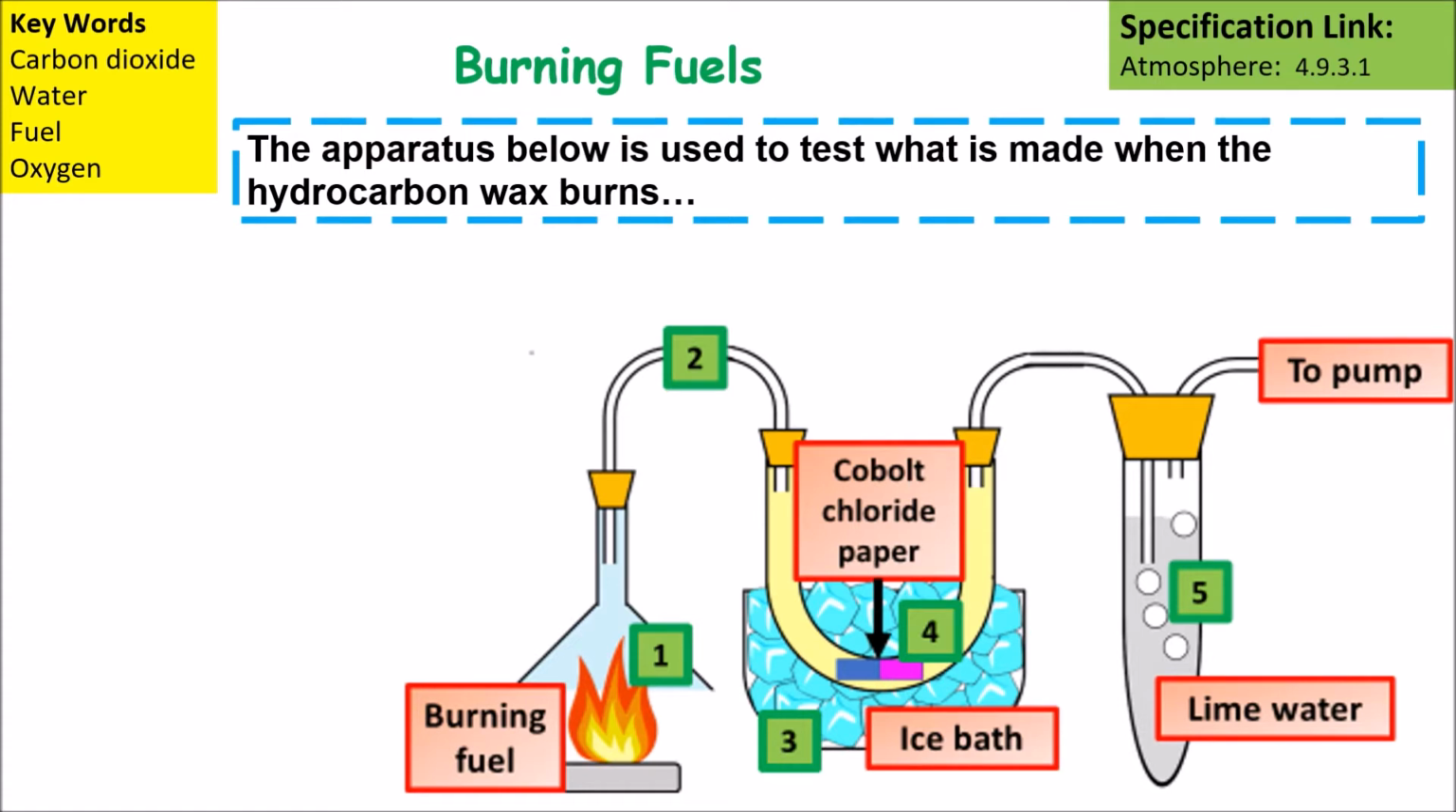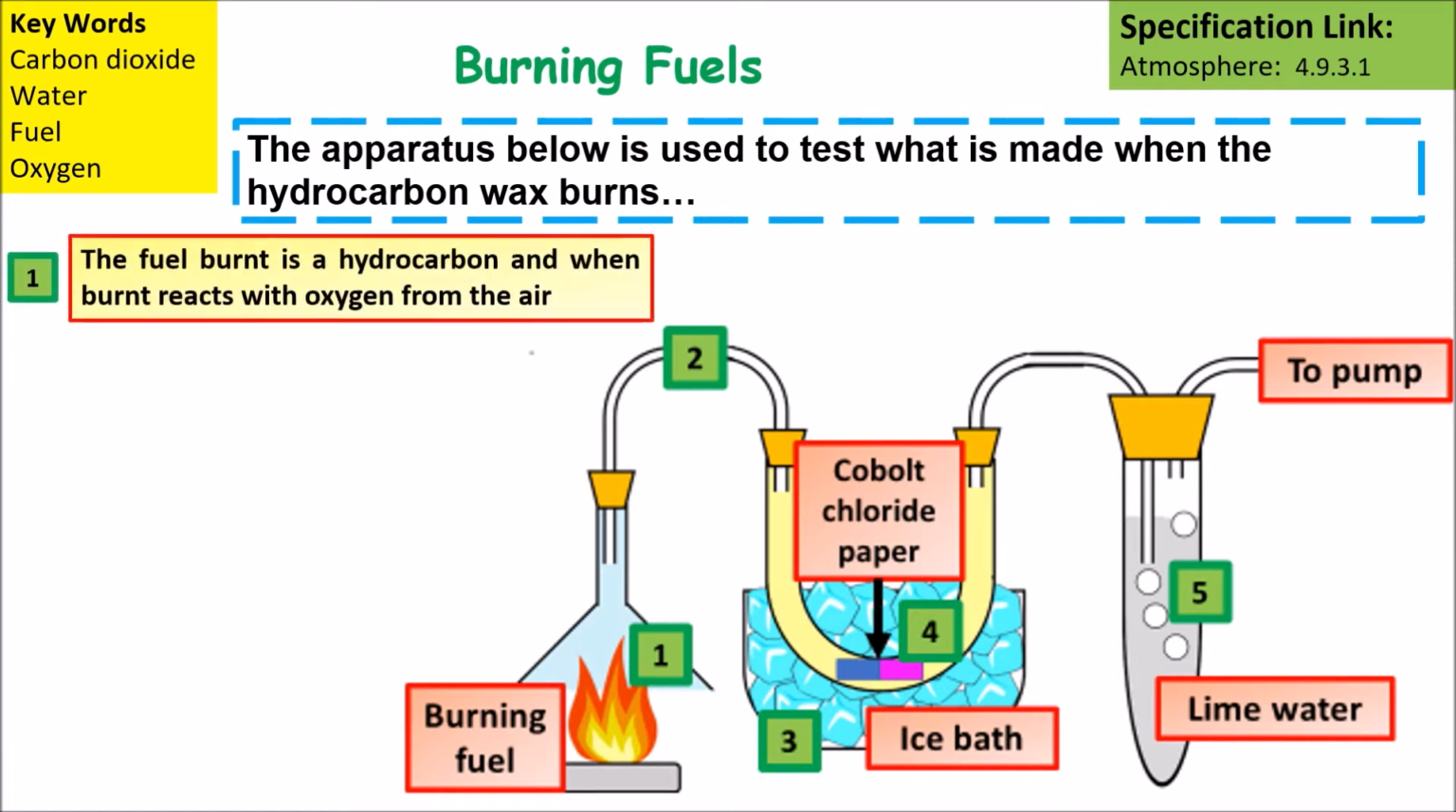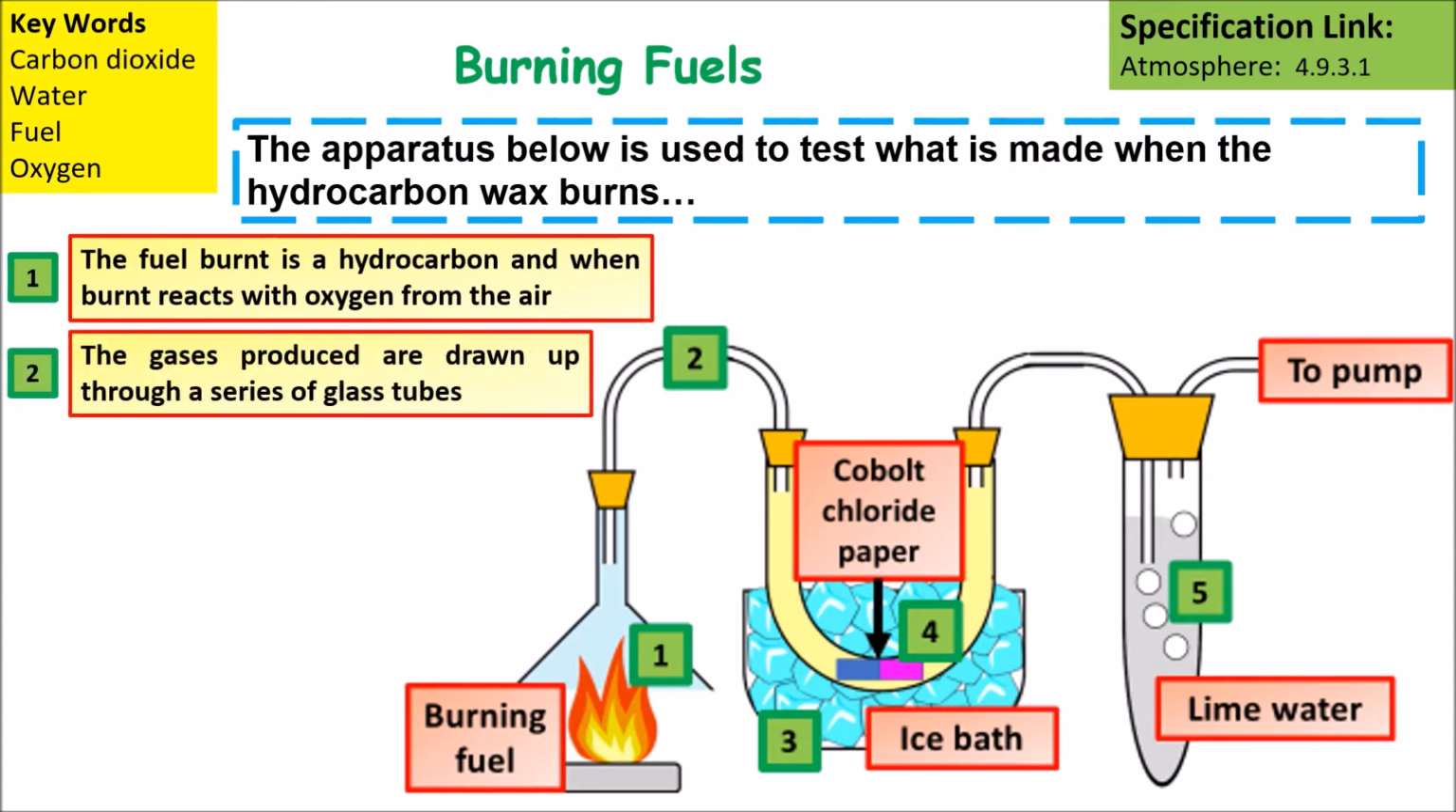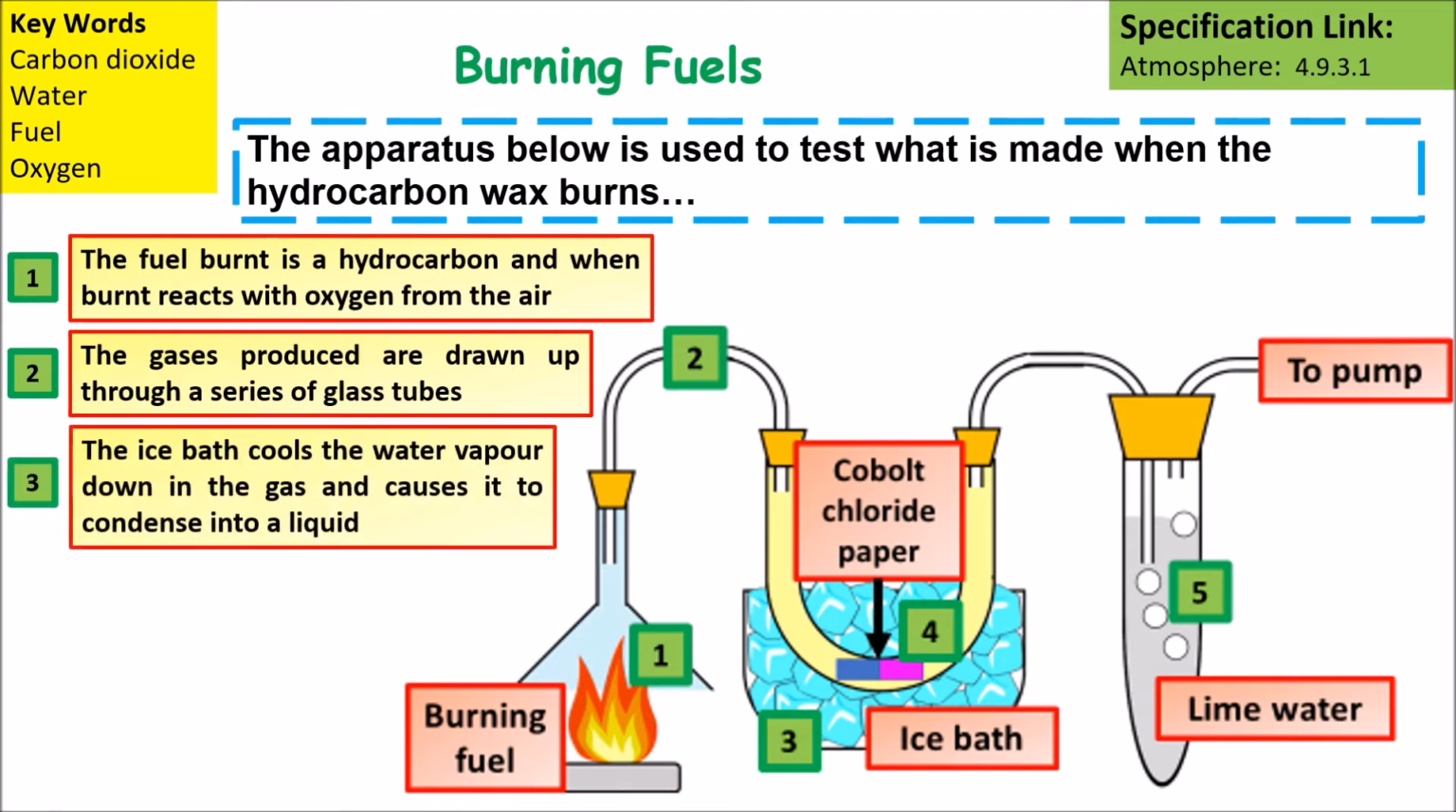If we look at this very quick experiment setup, this demonstrates the products that we produce via combustion. At stage 1, the fuel is burning, so the hydrocarbon in it is reacting with oxygen from the air. The gases produced are drawn up through a series of glass tubes. The ice bath cools down the water vapour that's being produced, so you end up with liquid water, and that causes the cobalt chloride paper to change colour.